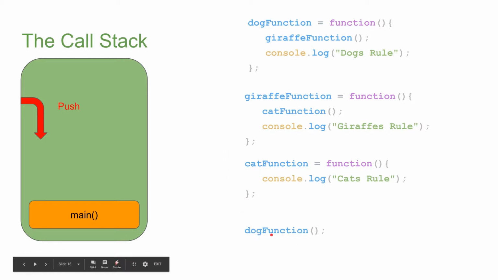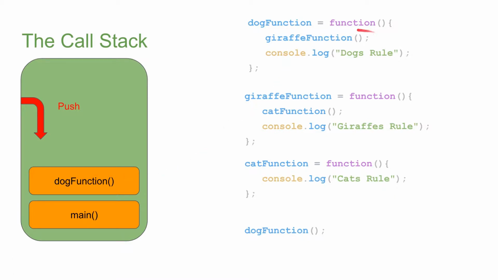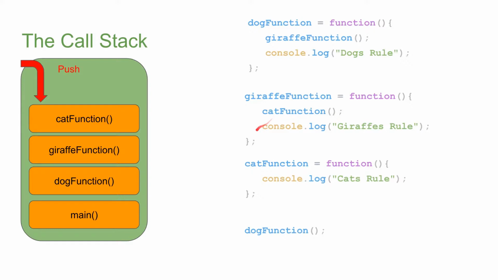So we're running the dog function first, right? The dog function gets pushed onto the call stack. Then we're inside the execution context of the dog function, the local place, and we are calling the giraffe function. So the giraffe function gets called, and now we're in the execution context of the giraffe function. And then the cat function gets called because it's the first line in the function. The cat function gets called, and then we would be console.logging cat's rule.